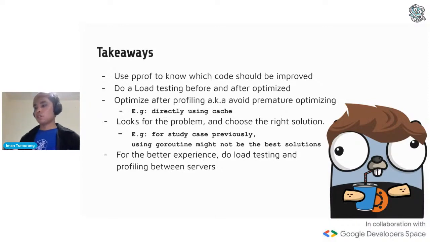I've been seeing this with my friends when they talk about a slow response time. The solution that comes first is directly proposing cache. I mean, cache is not wrong, but before moving to cache, let's try to profile our application to know if there are any slow functions, and then look for the problem and choose the right solution.